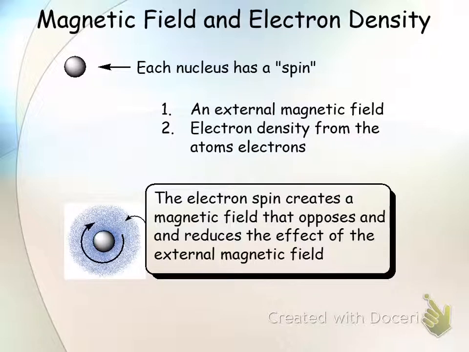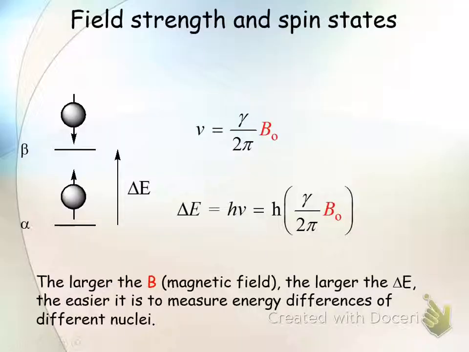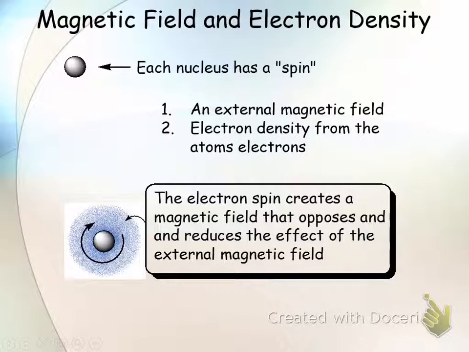So if I put a magnetic field through here, then what ends up happening is the electron cloud begins to rotate, and it turns out what it does is it produces a counter magnetic field. Okay? So think about it like this. Let's say that's the applied field.